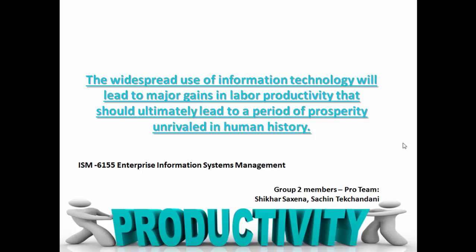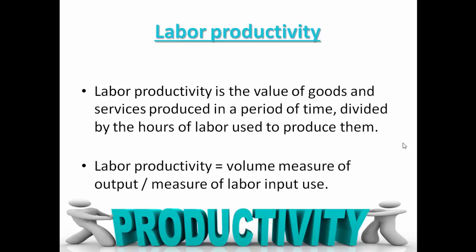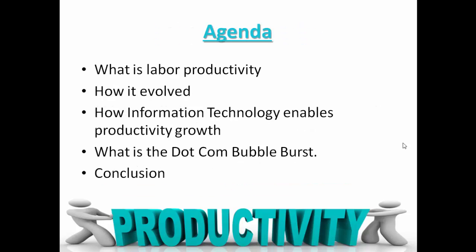For this presentation, we will first start with our agenda that outlines the content of our presentation. Our agenda includes what labor productivity is, how it evolved, how IT enabled labor productivity growth, what the dot-com bubble burst is, how it impacted the market, and how labor productivity recovered from it, and then we will discuss the conclusion.